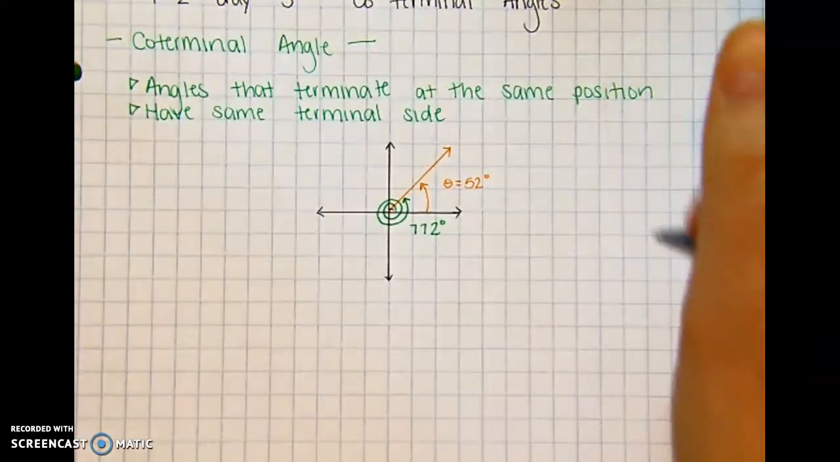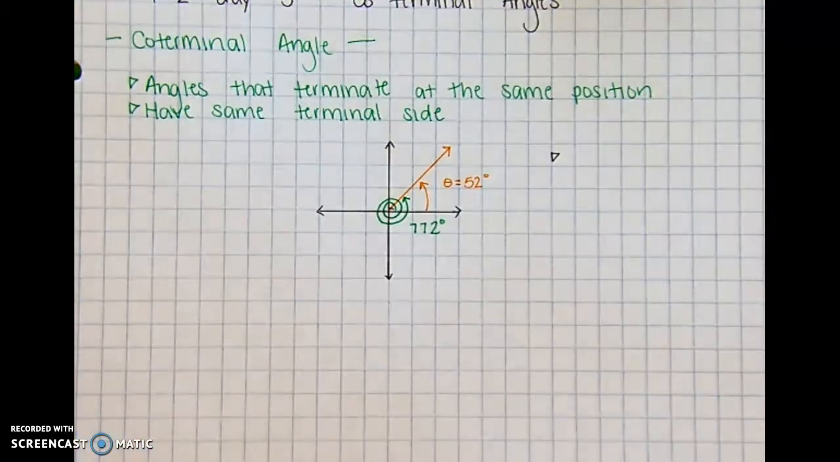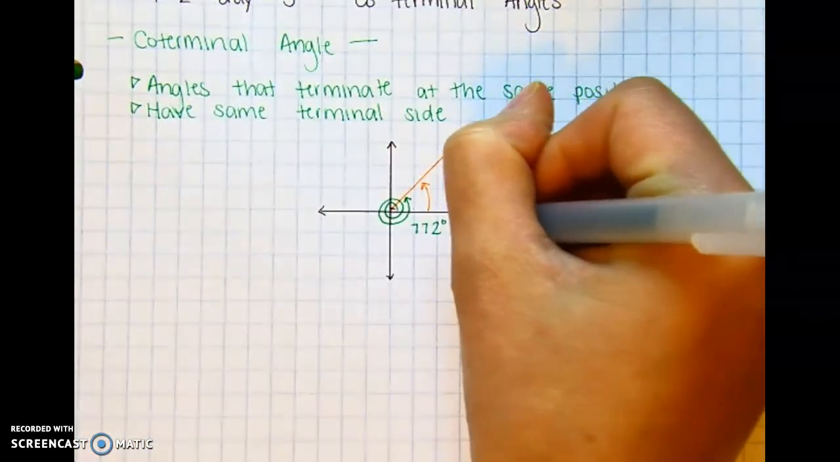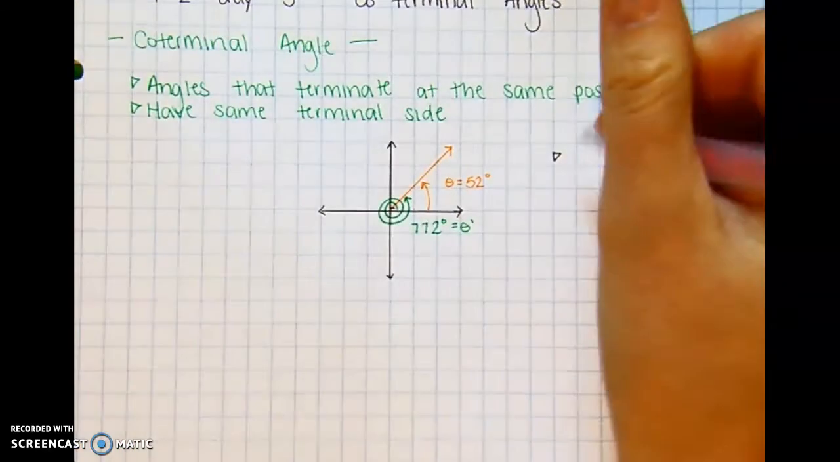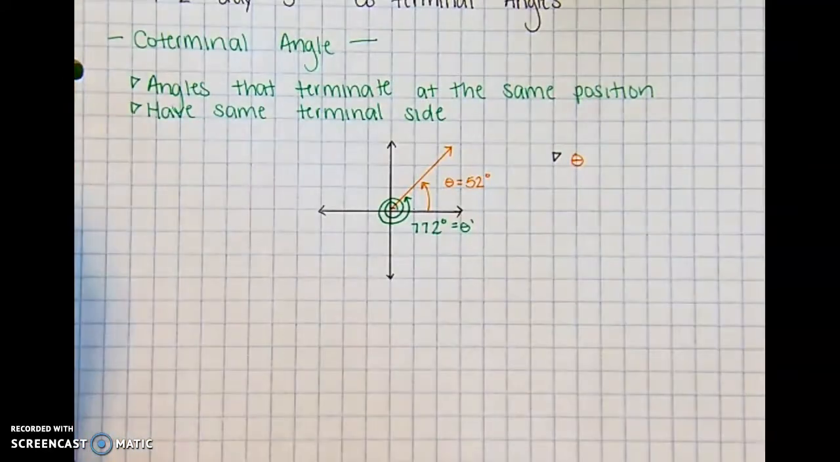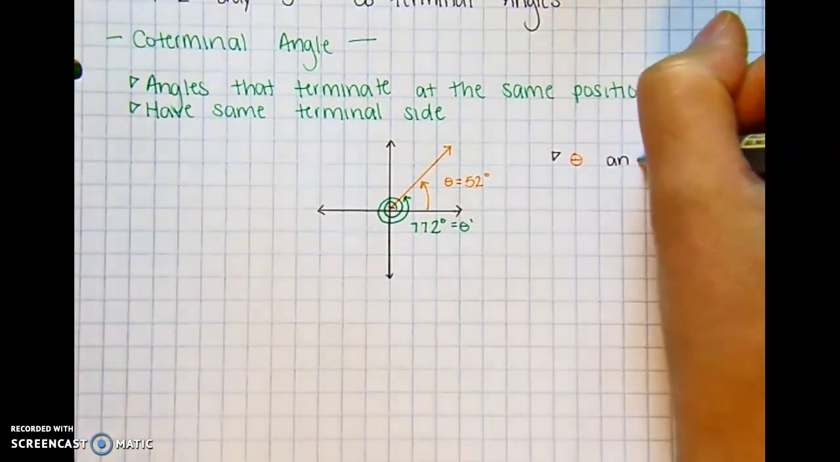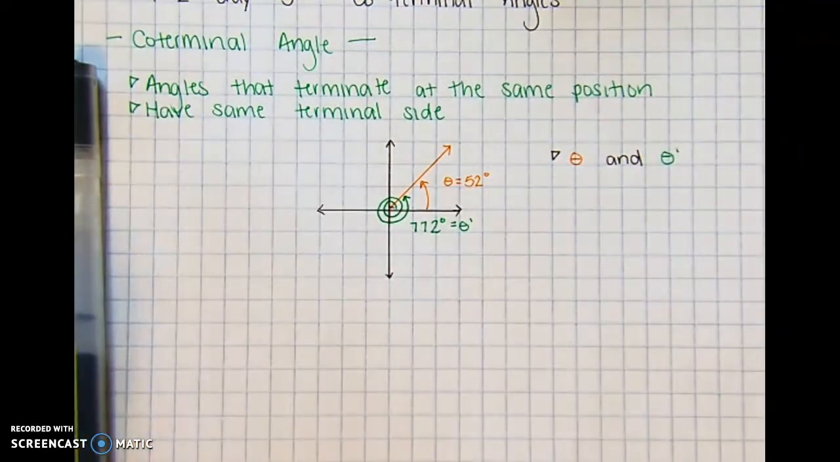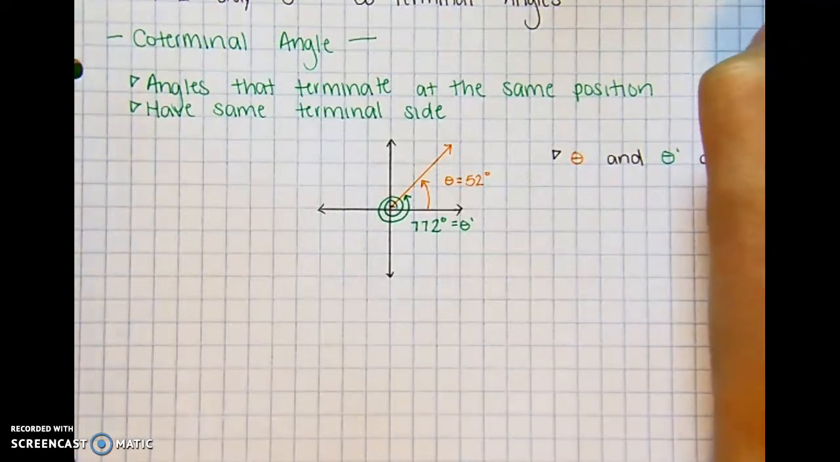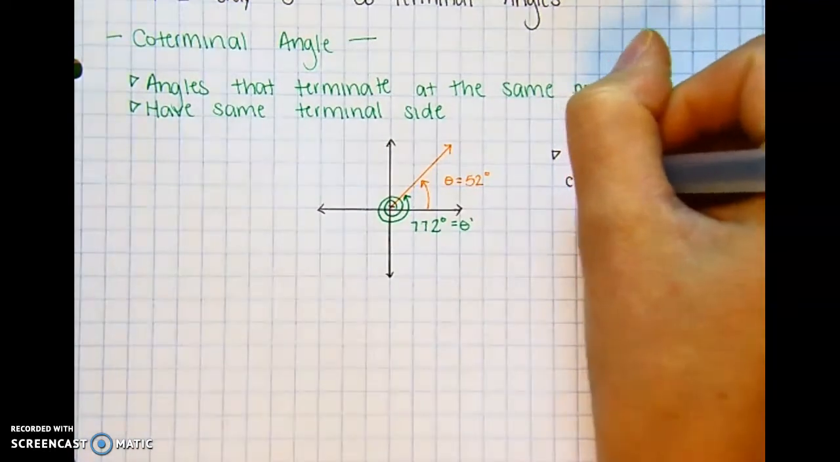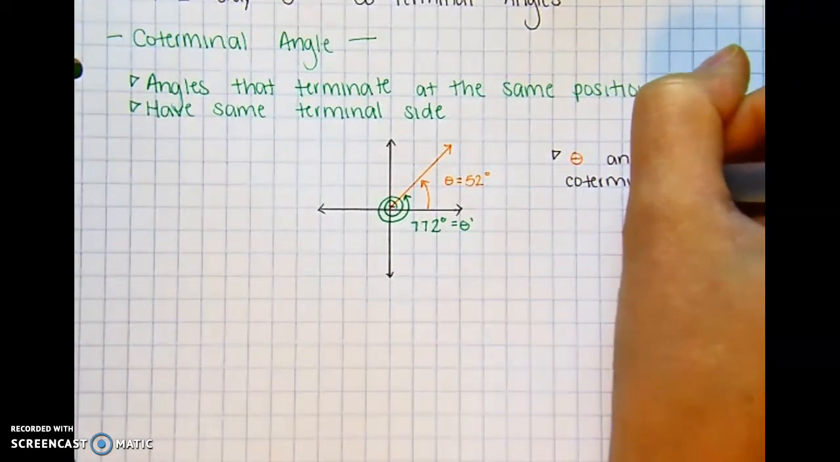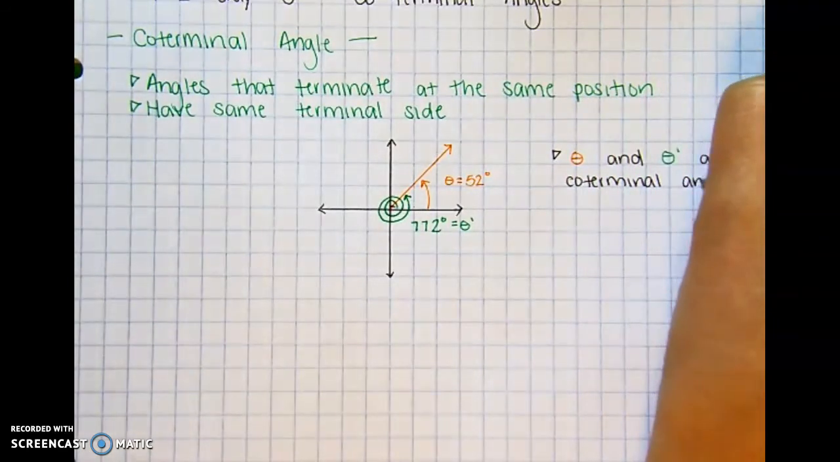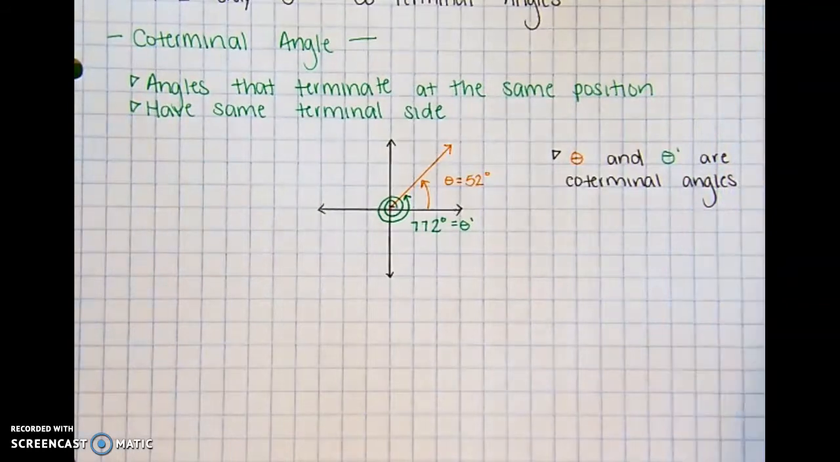So that means that theta, and I can say that this equals theta prime. So theta, which is 52 degrees, and theta prime are coterminal angles. Okay. All right, so let's do a couple of examples.